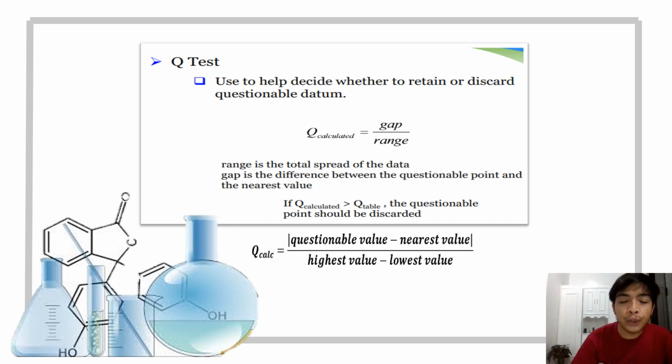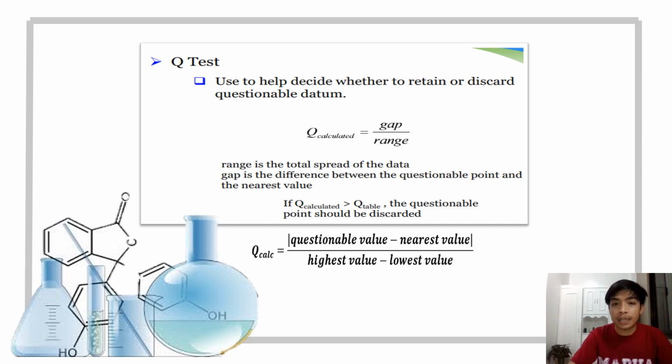For example, you conducted an experiment and you recorded a set of measurements. There is one measurement that differs from the others, or is so deviated from the other measurements, and you want it removed, but you cannot just simply remove it. You have to apply a statistical measure, which is basically the Q-test.